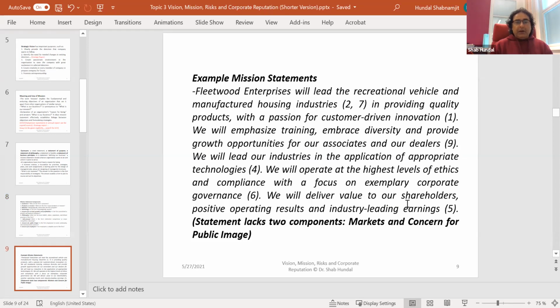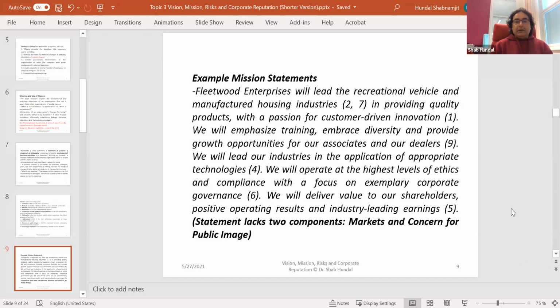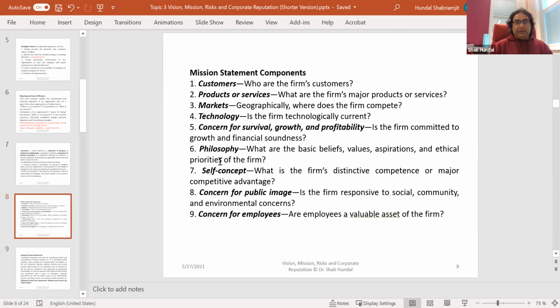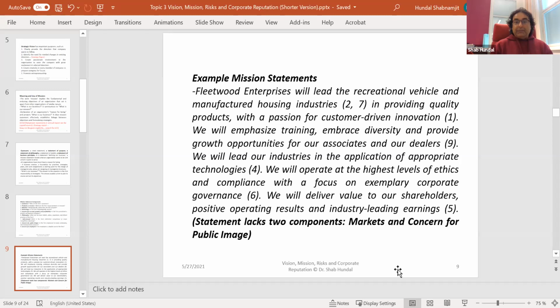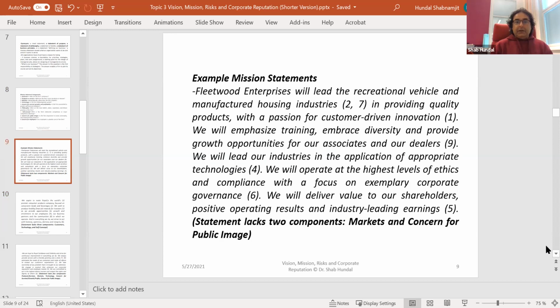They talk about customers. We will emphasize training, embrace diversity, and provide growth opportunities for our associates and our dealers. Here they talk about number 9, the employees, which can also include the dealers and all the people who deal with the company. We will lead our industries in the application of appropriate technology, which is point 4 here, technology. We will operate at the highest level of ethics and compliance with a focus on exemplary corporate governance. Wow. Here they talk about point 6, philosophy. We will deliver value to our shareholders, positive operating results and industry-leading earnings, which is number 5.